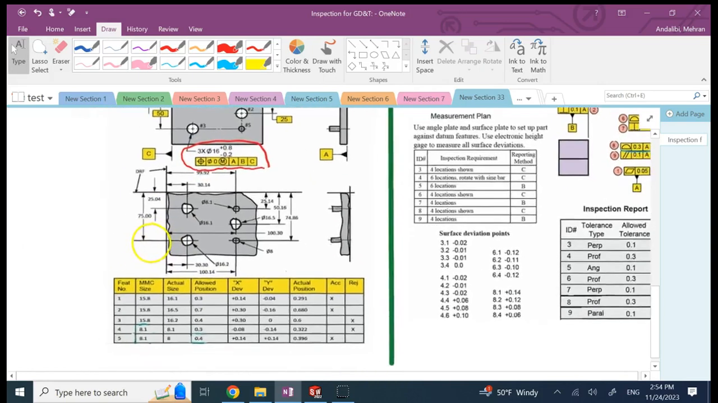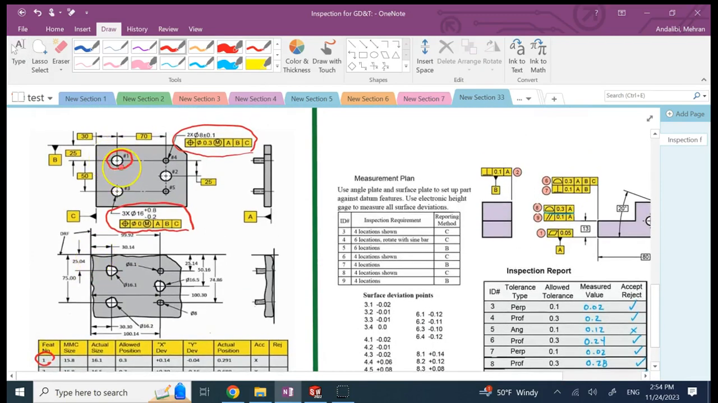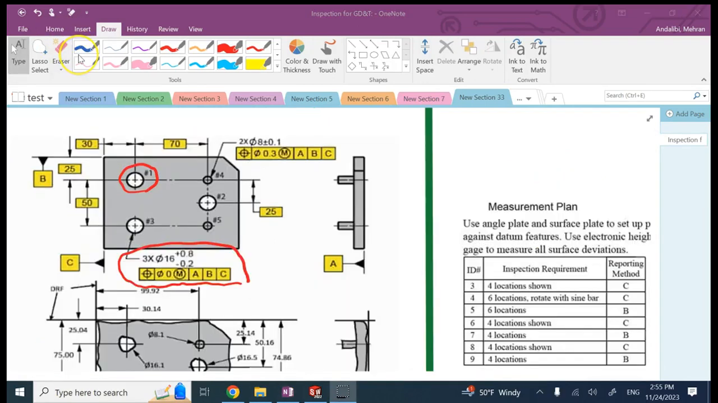So what should I do? Well, let's go one by one. So if you look at hole number 1, this one, okay? First thing is, let's take a look at the MMC size of that, right? Why should we care about the MMC? Well, because here, if you look for these 3 holes, their position tolerance is given at what?